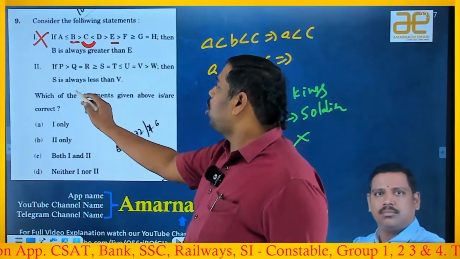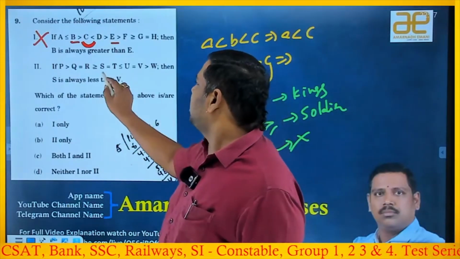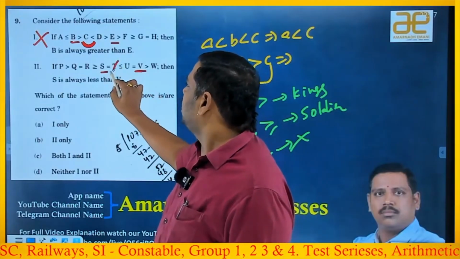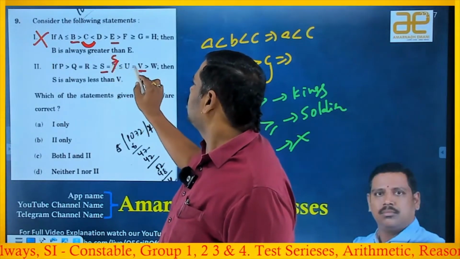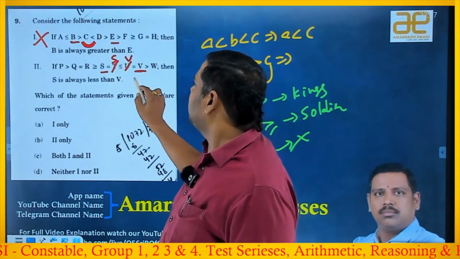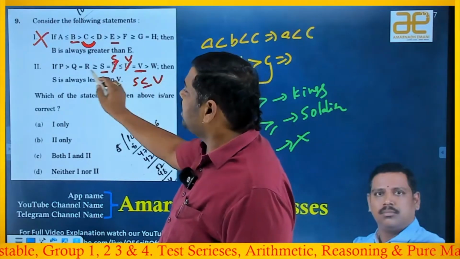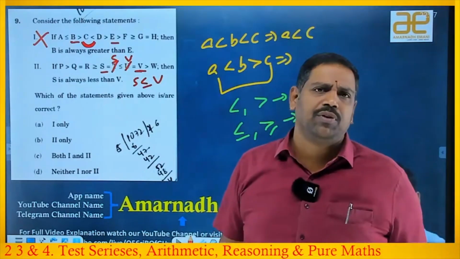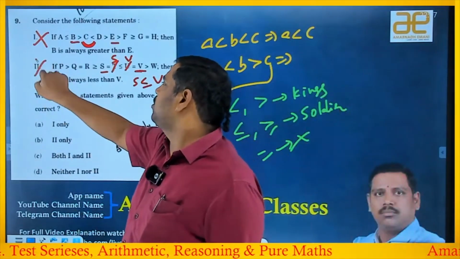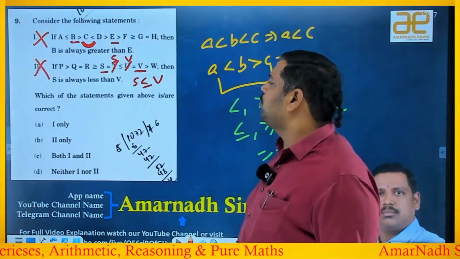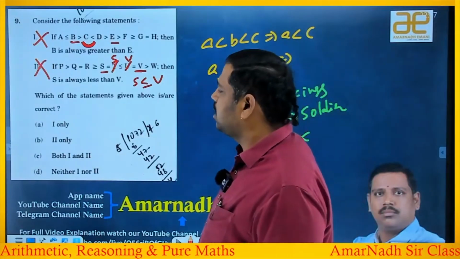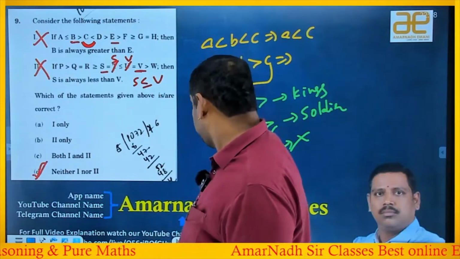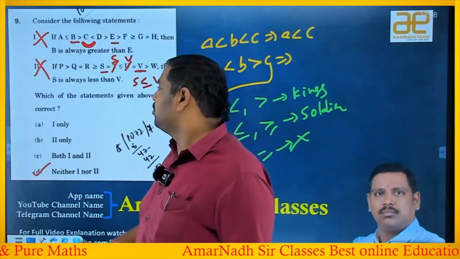Second one, S is always less than V. Between S and V, the symbol change is not there. S is equal to T, so I am writing it as S. U is equal to V, so I am writing it as V. You get S is less than or equal to V, but he is saying S is always less than V, meaning he is missing the case where S is equal to V. So I am unable to say the second one is valid either. He is asking which of the following statements is or are correct. So neither one nor two. So the answer is which option? D is the answer, because both are wrong. So the answer is D. Right?